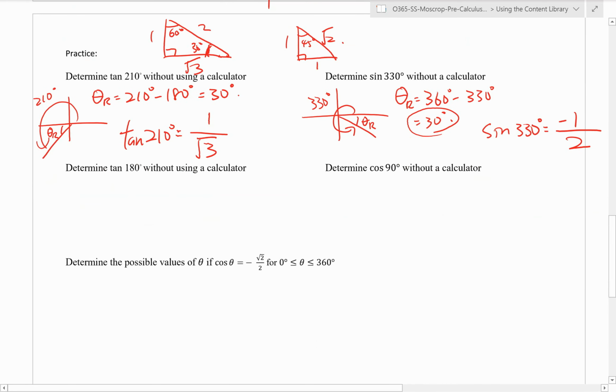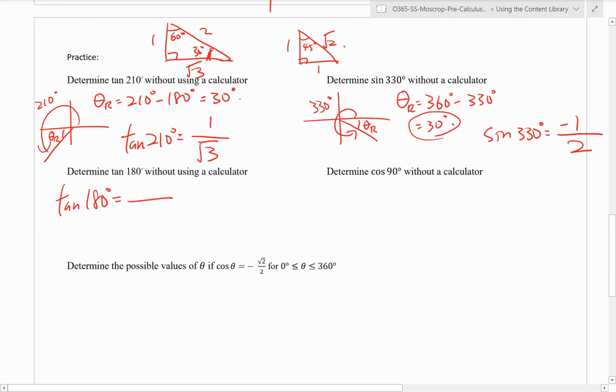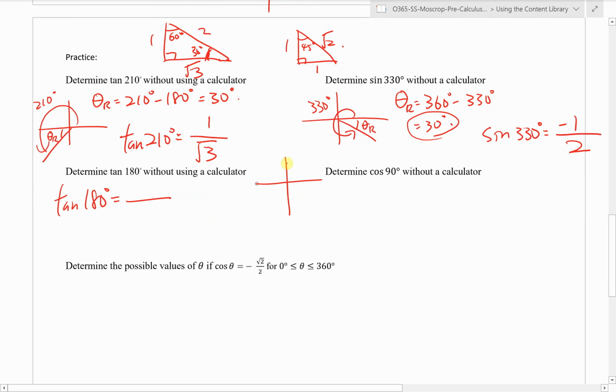For the next two, tangent 180, again, you just need to refer to the unit circle. Tangent 180, recall tangent is opposite over adjacent, tangent is y over x, and 180 degrees is right here. The y value is 0, the x value is negative 1, so the answer is just 0, okay? Cosine is the x value, so 90 degrees is right here, and the x value at 90 degrees is 0, so cosine of 90 degrees is 0.